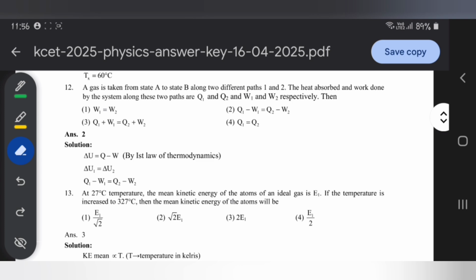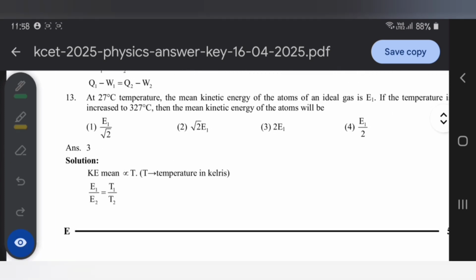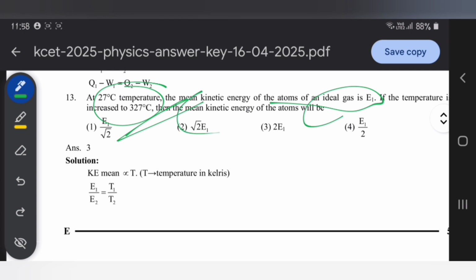Let me search for that. Now look at this particular question. It's a very simple question again. What you have been asked is that at 27 degrees Celsius, the mean kinetic energy of this ideal gas is E1, and the temperature is increased to 327 degrees Celsius. What will the mean kinetic energy be? It's a very simple question.